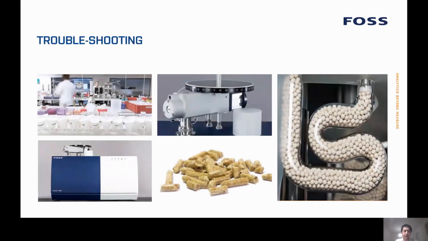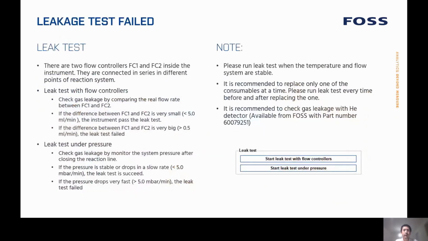So when we finish playing the video, we go to the next part, the troubleshooting. I will give you some information on what you can do with troubleshooting for this instrument. First, the leak test. For the leak test, we have two different scenarios. This is a screenshot from the software. We have two leak tests. One is called the leak test with flow controller. The other is called the leak test under pressure.